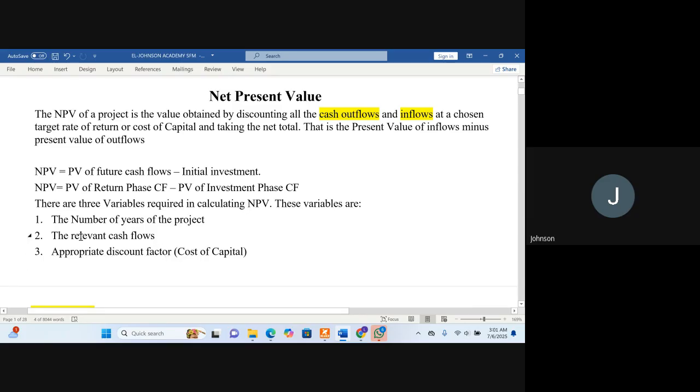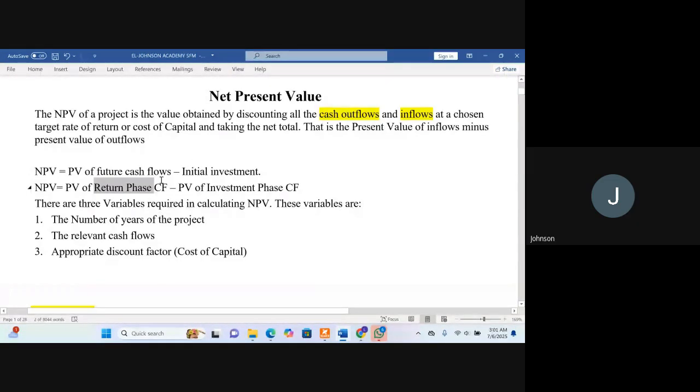For the number of years, you have no problem with that. They will give it to you in the question. But for relevant cash flows, you need to know what cash flows are relevant for this project. Because remember, whenever you are doing NPV, you are taking the present value of the return phase cash flows, the money you are expected to get from the project. Maybe when I do this project, I'm going to get 2 million in year one, 3 million at the end of year two, 4 million at the end of year three. You need to discount those cash flows in the return phase to present value, using a discount factor.